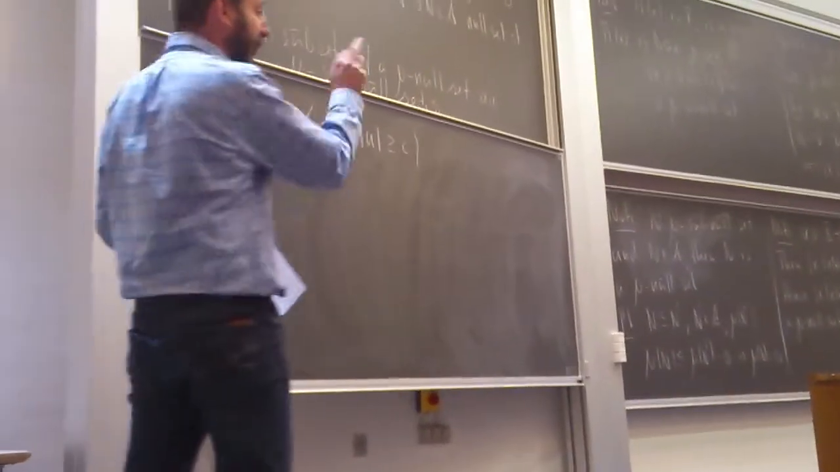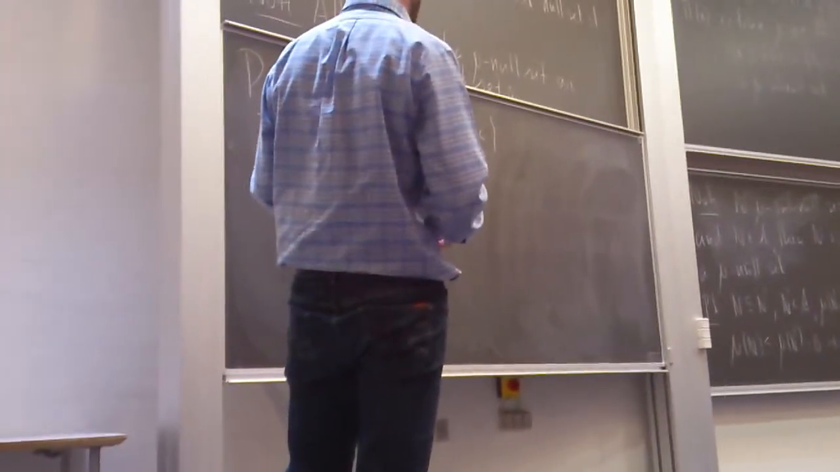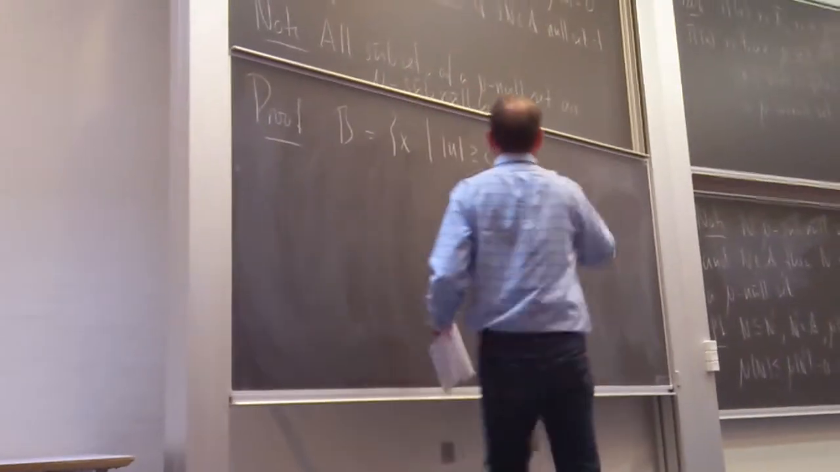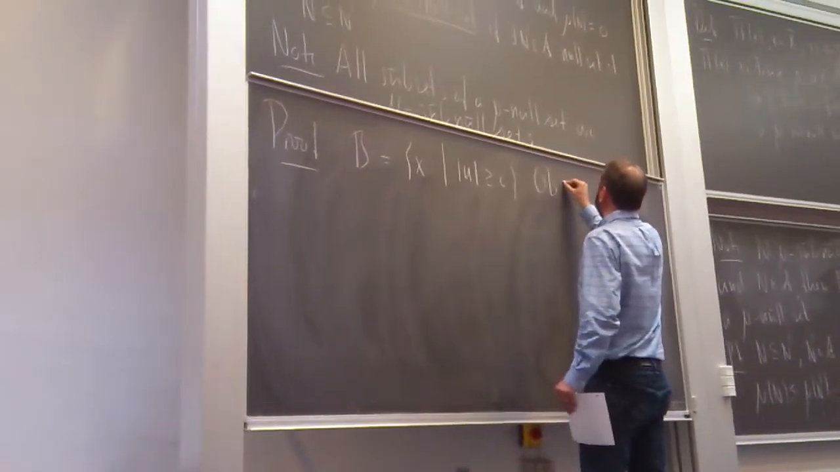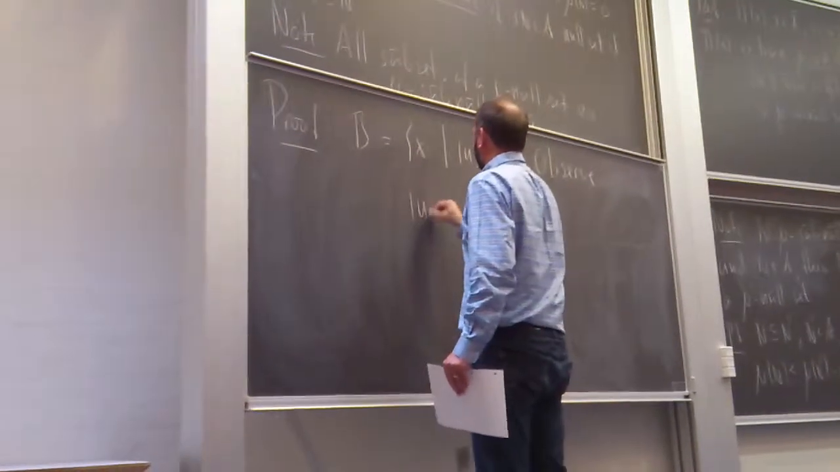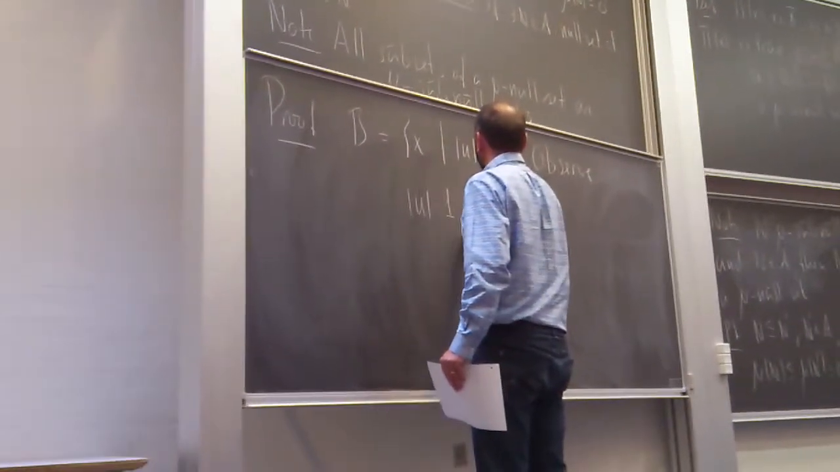So this is a set. You have to show the measure of this is smaller or equal to 1 over c times the integral over u. So what we observe is the following, and that is really all it takes. I can take the absolute value of u and multiply it by the indicator function of b.